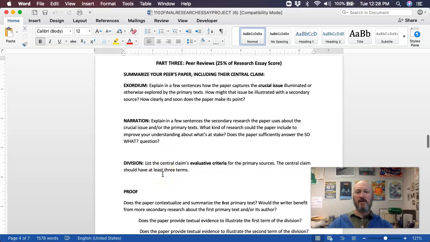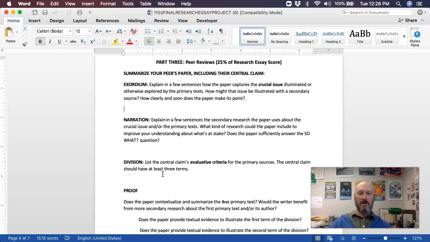When we move down to commenting on their narration, paraphrase what type of secondary research the students are using to first illustrate the big idea, the crucial issue, and then secondly, to back up the resources that they're using, their primary texts. So we want to make sure that you are speaking to their research. Again, you want to give them advice for how they can improve these aspects of their writing.